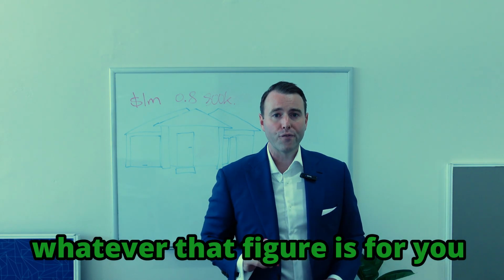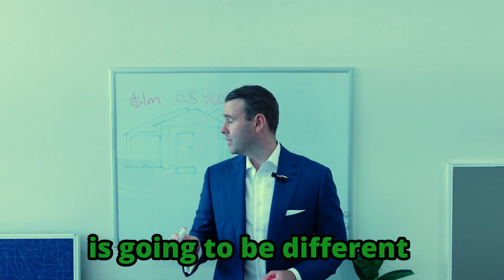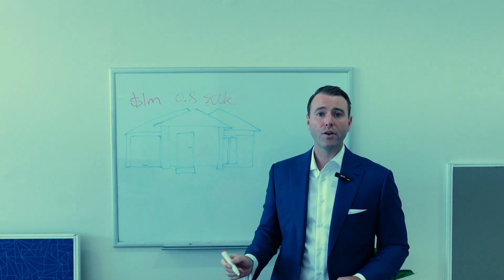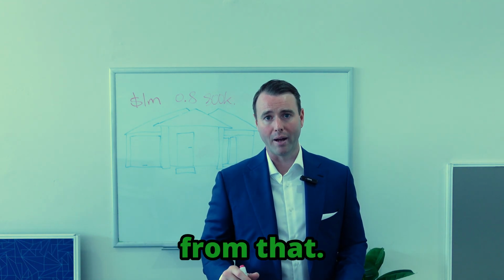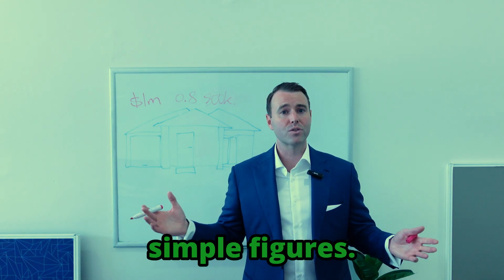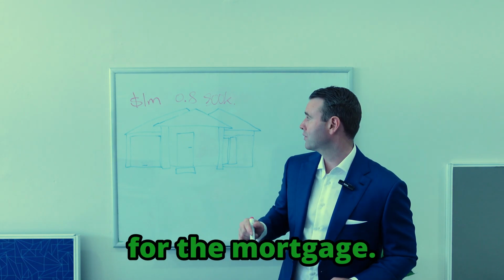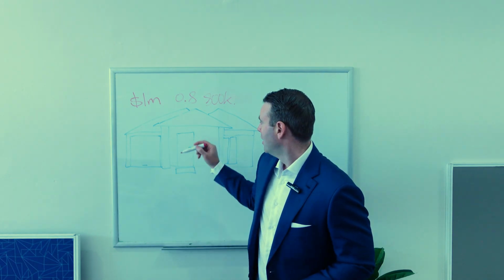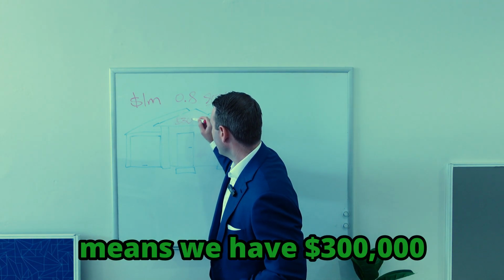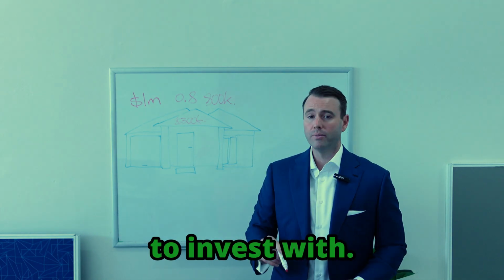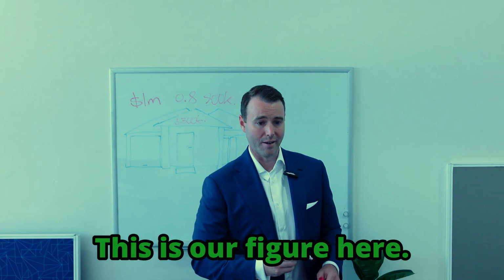Now, whatever the figure is for you, because obviously your house is going to be different than this example here, get the figure that you have and then minus your mortgage from that. Once again, in simple terms, we're just going to use simple figures. We'll say $500,000 for the mortgage. So 800,000 minus 500,000 means we have $300,000 of available equity to invest with. This is our figure here.